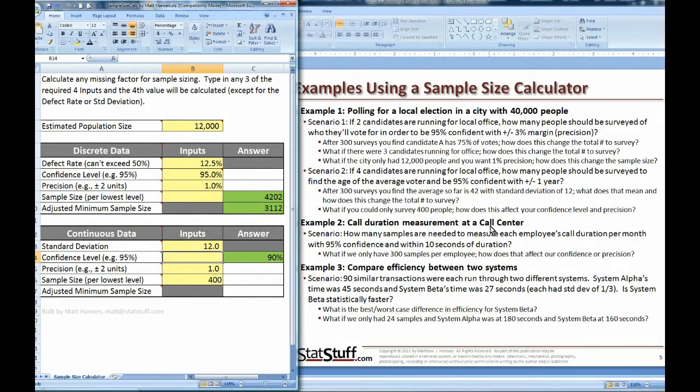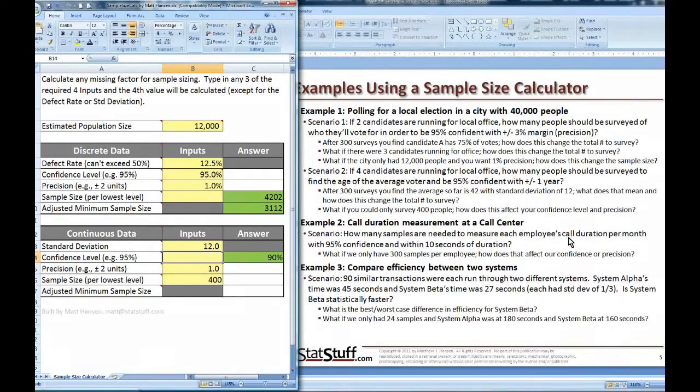Call duration measurement at a call center. Our scenario is that we want to ask ourselves how many samples are needed to measure each employee's call duration per month with 95% confidence and within 10 seconds of duration. So in this example, we're trying to figure out, again, how many samples need to be collected, but what we're trying to see is to measure each employee's call duration per month. So call duration, we might say, is measured in seconds. We've already identified that we want to measure it within 10 seconds, so that might be our precision.